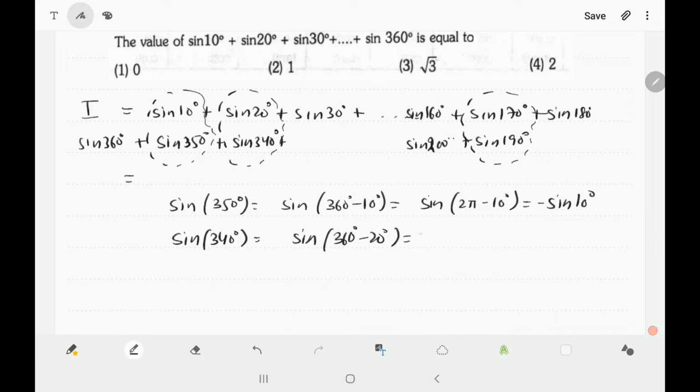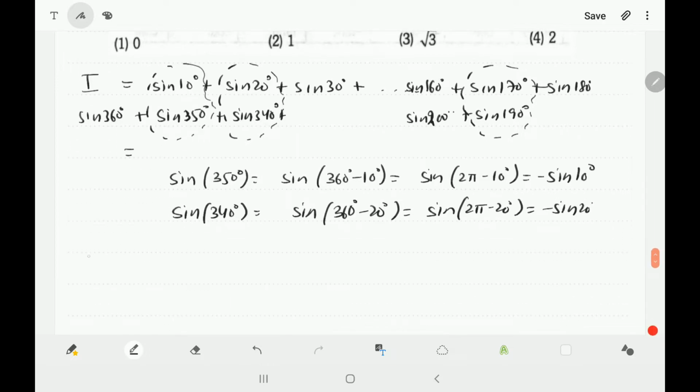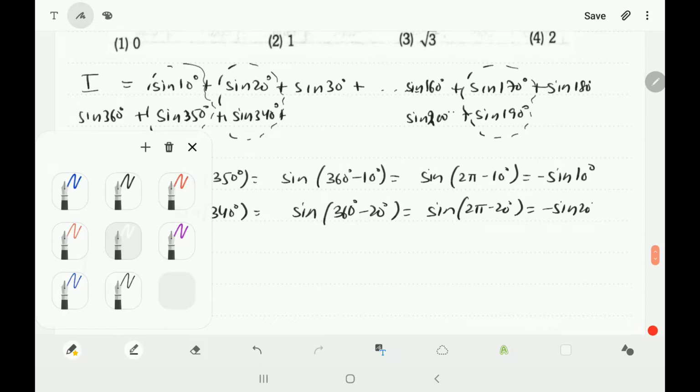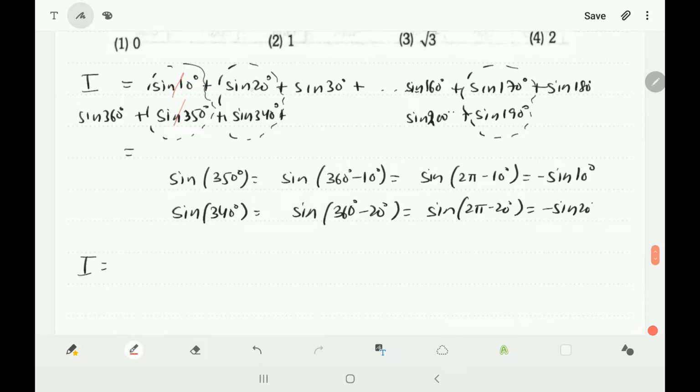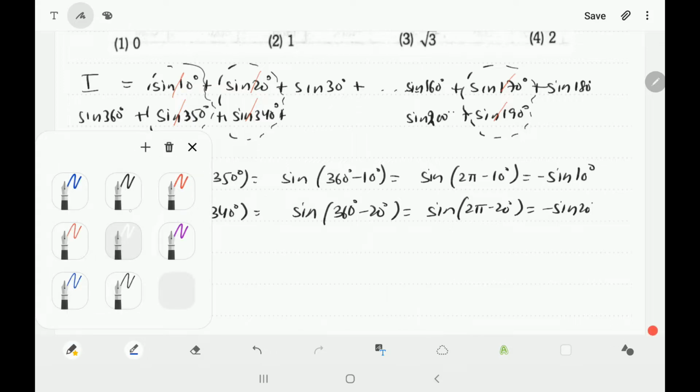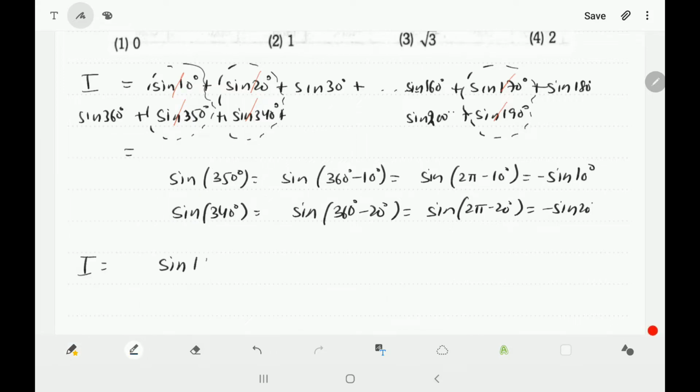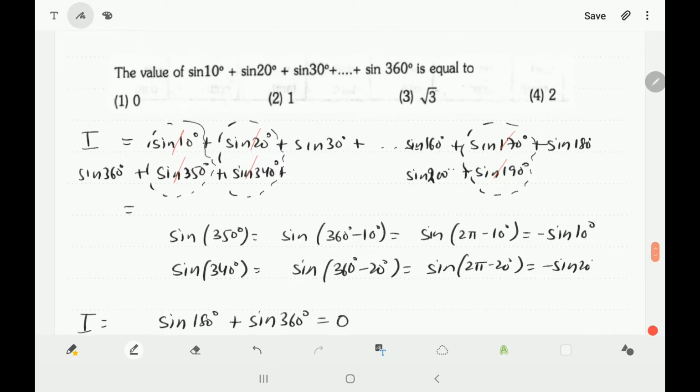I hope you are getting what I am saying. Sine of 2 pi minus 20 degrees will again be minus sine 20 degrees. So all these terms cancel out: sine 10 cancels with sine 350, sine 20 cancels with sine 340, sine 170 cancels with sine 190. We are now only left with two terms, sine 180 degrees and sine 360 degrees. Sine of 180 degrees is 0, and sine of 360 degrees is also 0. So the final answer of this problem is 0, which is option A.